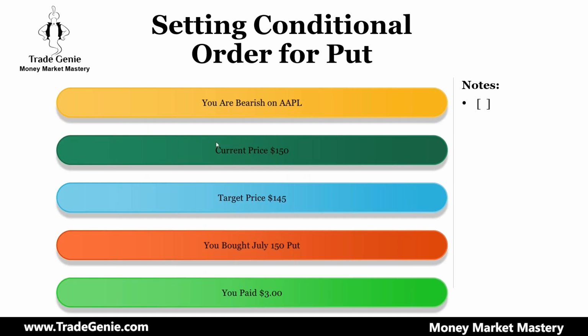So I explained to you about Apple calls, how to set the Apple. Now I'm explaining to you the bearish scenario. So let's say you're bearish on Apple. You think Apple will go down. The current price is 150, and you say, okay, the target price is 145. You bought a July 150 put and you paid $3.